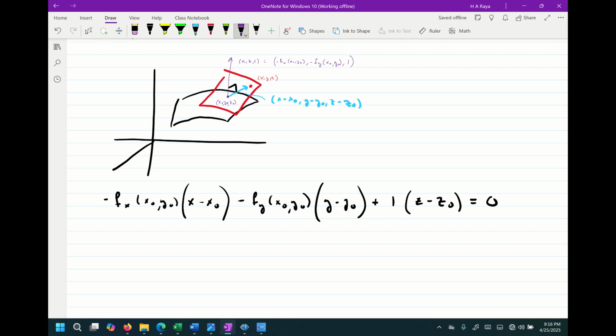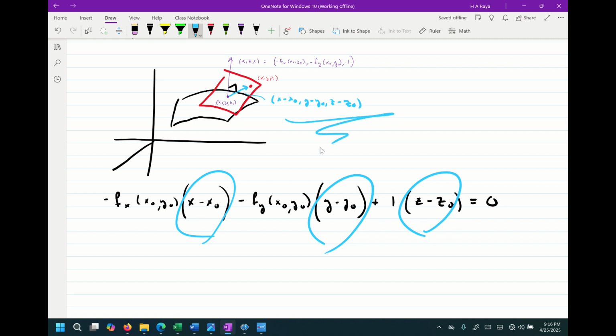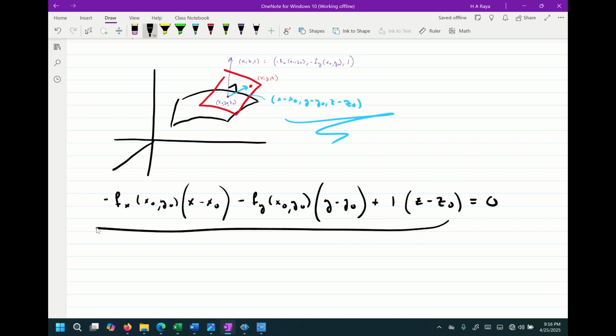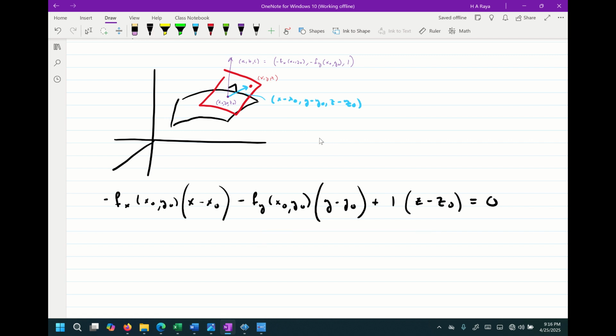So again, these terms right here make up the elements of this purple vector. And these elements right here make up the elements of my blue vector. And the left-hand side represents the dot product of those two vectors. And because they're orthogonal, they make a 90-degree angle between each other, that dot product is equal to 0.